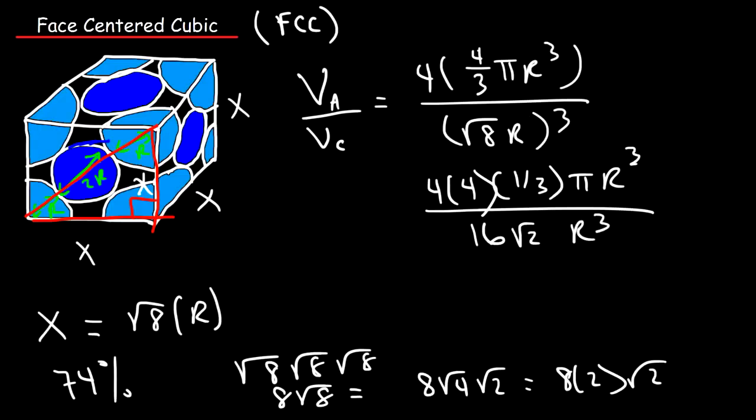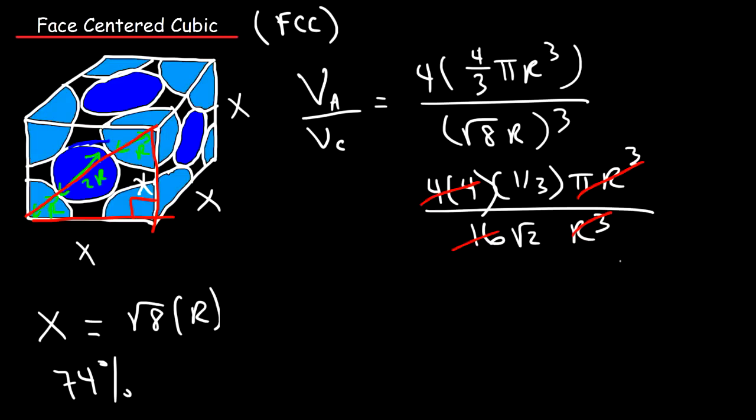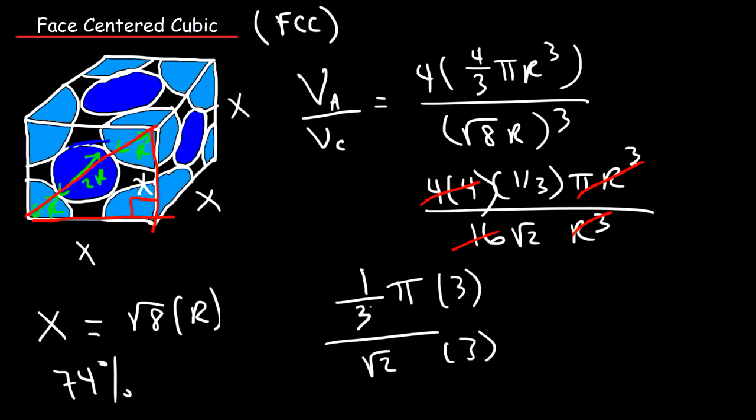So as always, we can cancel r cubed. 4 times 4 is 16, so we can cancel with the 16 on the bottom. So now what we have left over is 1/3 pi divided by the square root of 2. I'm going to multiply the top and the bottom by 3. So this is going to be pi over 3 root 2. So let's go ahead and divide those two things.